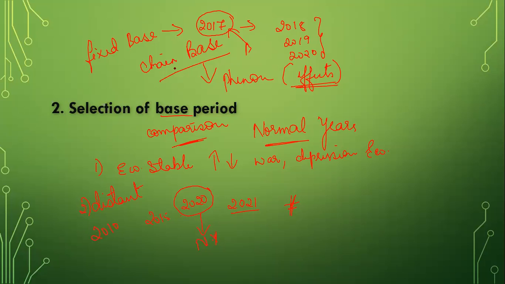It keeps on fluctuating depending upon the phenomena or depending upon the effect. Okay, so that is the difference between the fixed base and the chain base. So first, what is the first method?